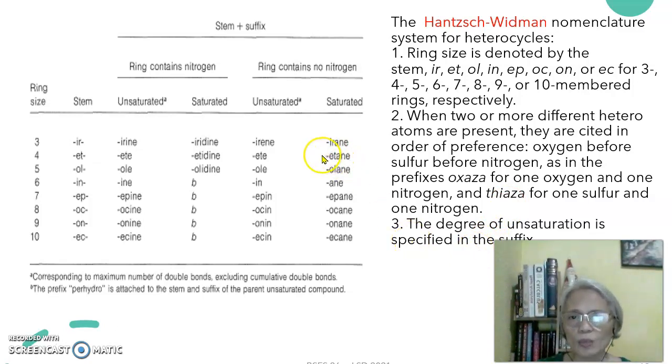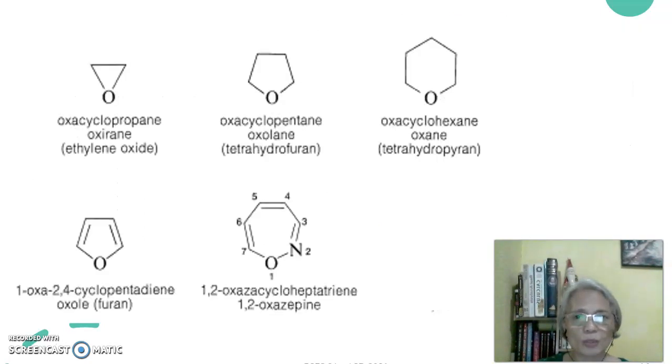So for the Hantzsch-Widman, this is the table. So, these are the names used for unsaturated rings: irene, ete, ole, ine, epine, ocine, onine, ecine, from 3 to 10 ring size respectively. For saturated, we have irane, etane, olane, ane, epane, ocane, onane, and ecane respectively. So, you can always refer to this table if you want to use the Hantzsch-Widman nomenclature.